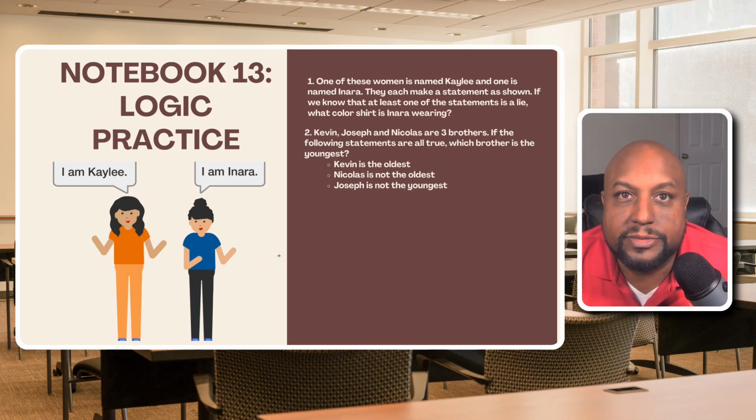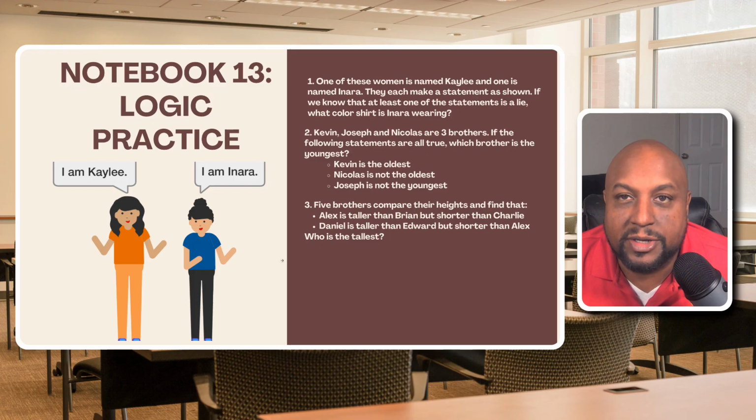Give it a try. The second one. Kevin, Joseph, and Nicholas are 3 brothers. If the following statements are all true, which brother is the youngest? All right, this is deductive reasoning. You should be able to deduce from the information what the answer is. Number 3, these are all deductive.